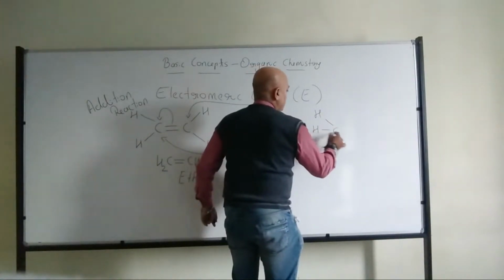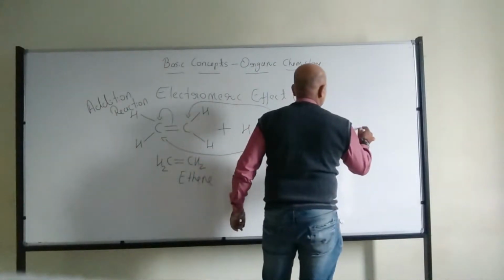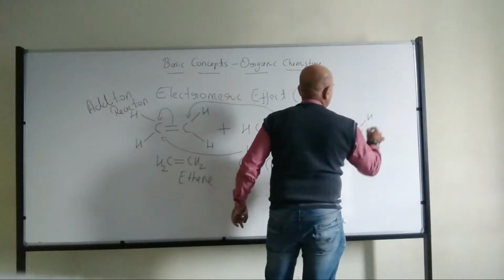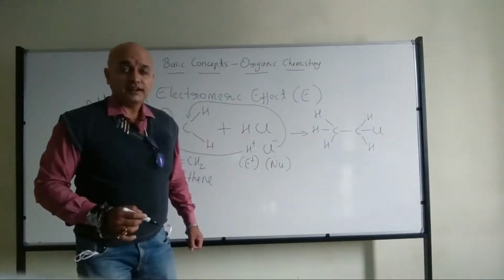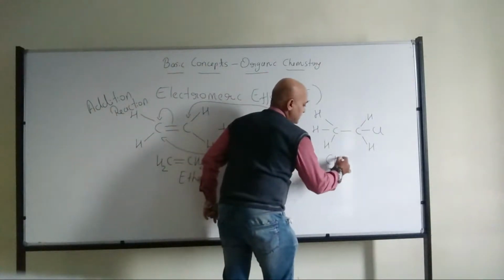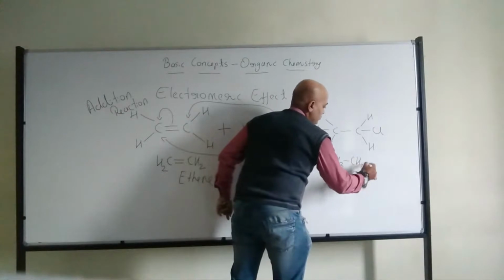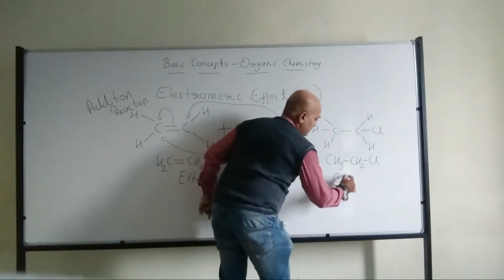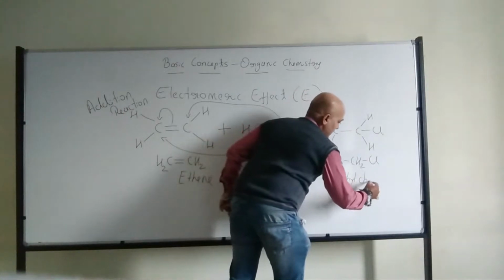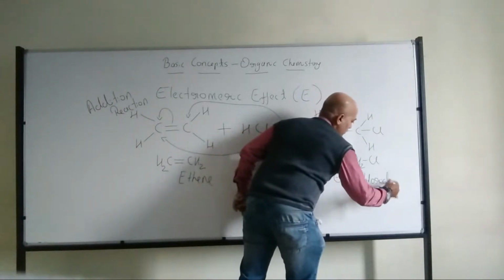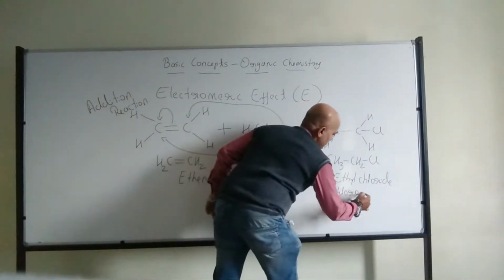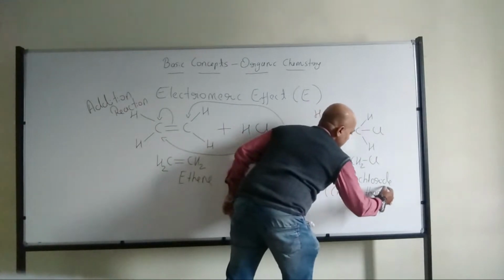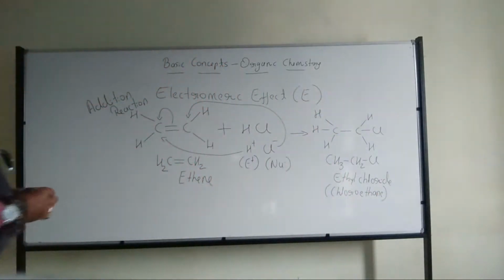An addition reaction where one carbon will be attached with 3 hydrogens and another carbon will be attached with 2 hydrogens and 1 chlorine. Right? So that is nothing but CH3CH2Cl, ethyl chloride, or you can call it chloroethane. I will paste the name. Chloroethane. Any doubt in this?